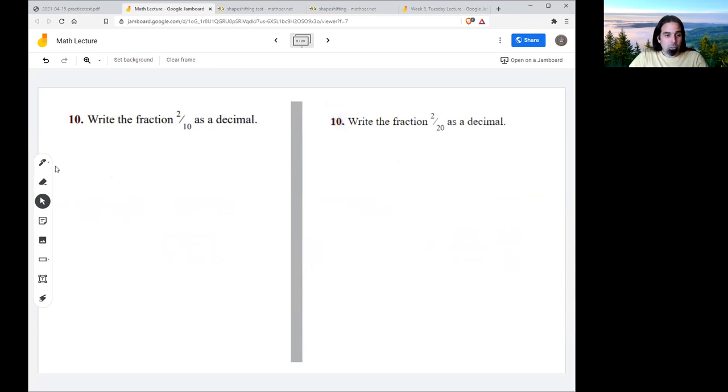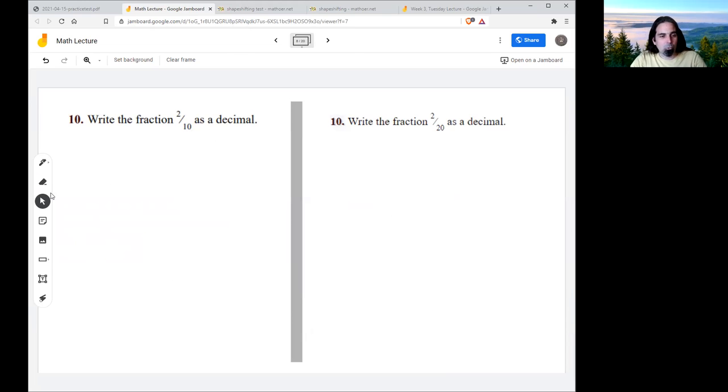The random numbers were kind to us for 10. Write 2/10 as a decimal. So do that, pause it, and then see what we're doing. I put one from the other version of the test also, 2/20 as a decimal, slightly more challenging. I would work on that one too before you unpause.